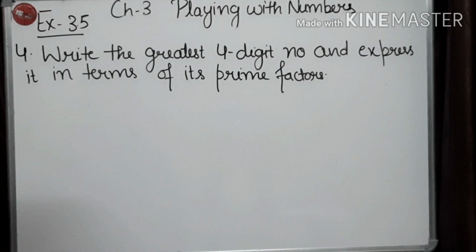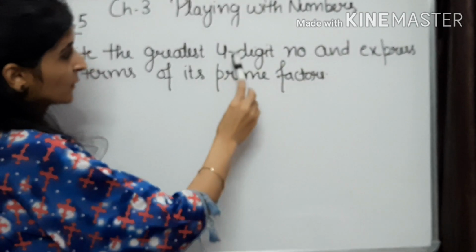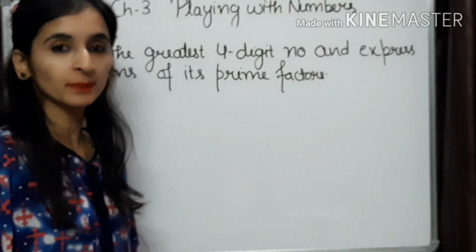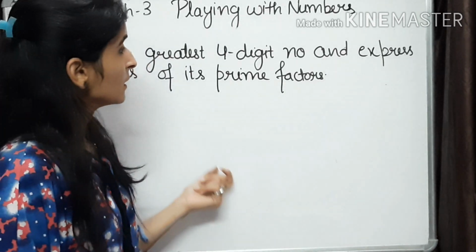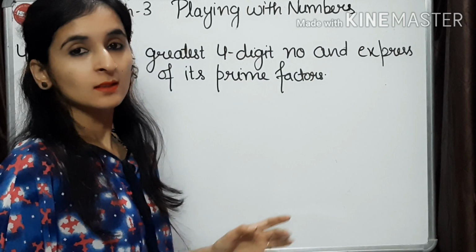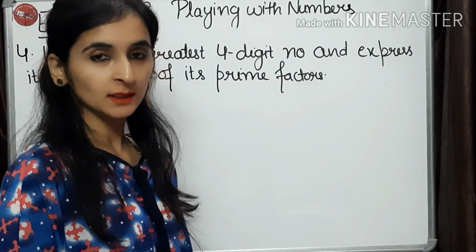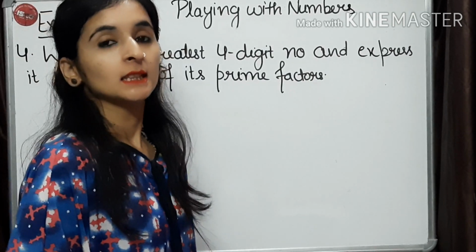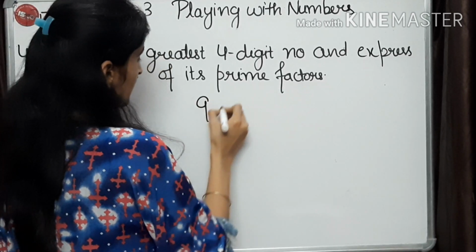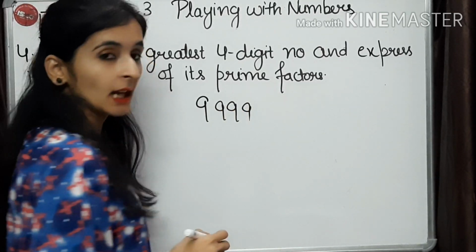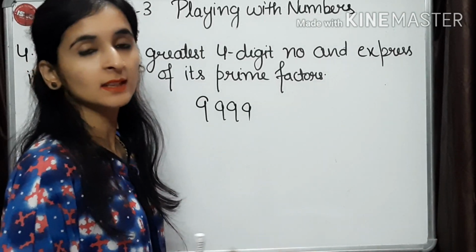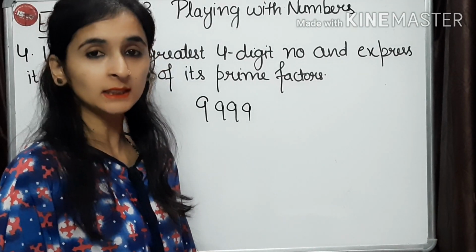Then the next question is, write the greatest 4-digit number and express it in terms of its prime factors. So here, firstly we have to take the greatest 4-digit number. What is the greatest 4-digit number, children? Yes, the greatest 4-digit number is 9999. Okay, so we have to do the prime factorization of this greatest 4-digit number.